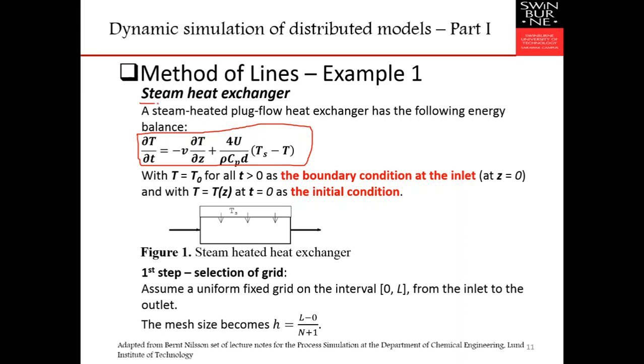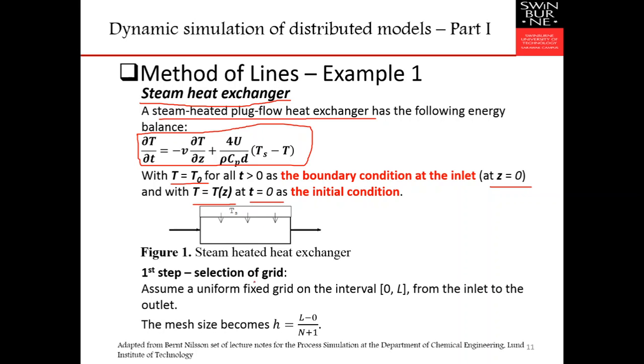which can be derived from a steam heat exchanger, where we have a steam heated plug flow heat exchanger, where there is an exchange of heat along these directions. The boundary condition here is that T is equal to T naught at z equals 0. And the initial condition here is that T is a function of z at t equals 0.